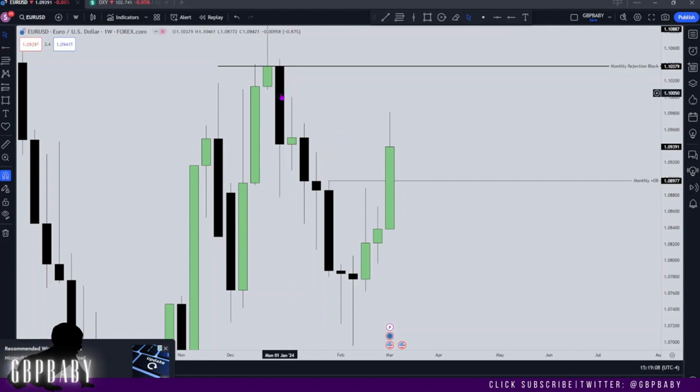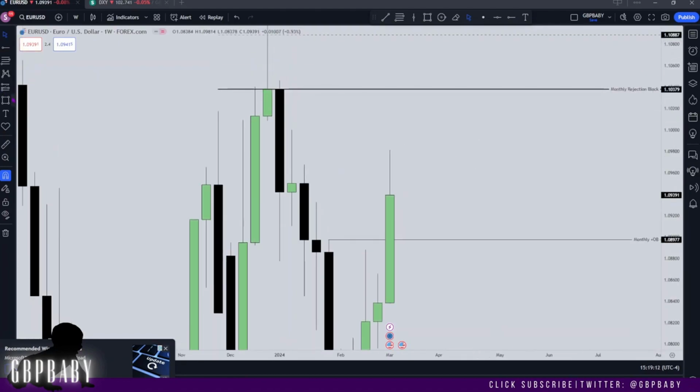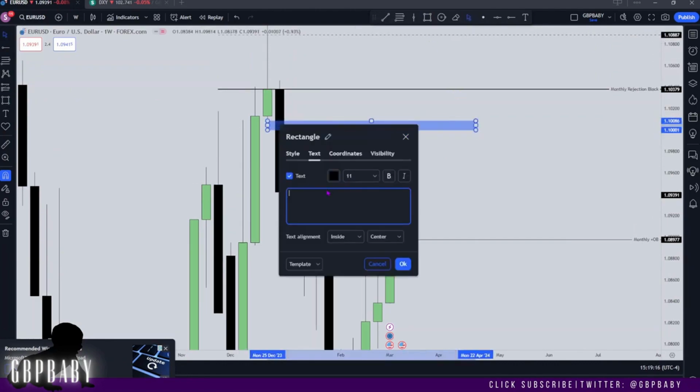And then we have a swing high up here with a fair value gap just below that monthly rejection block. So in the weekly, we do have this fair value gap that I think price is going to seek to trade into. So let's get that drawn out as weekly fair value gap.